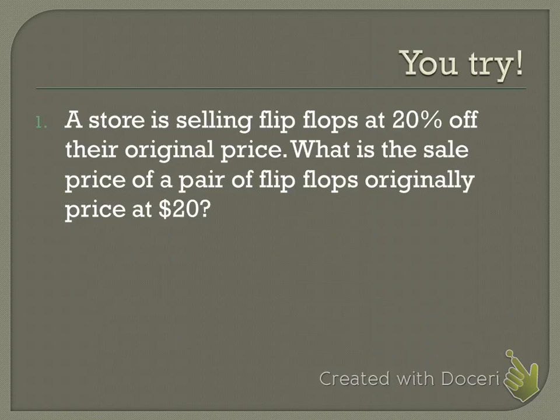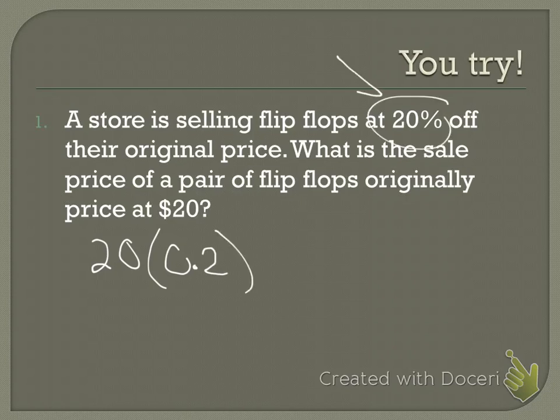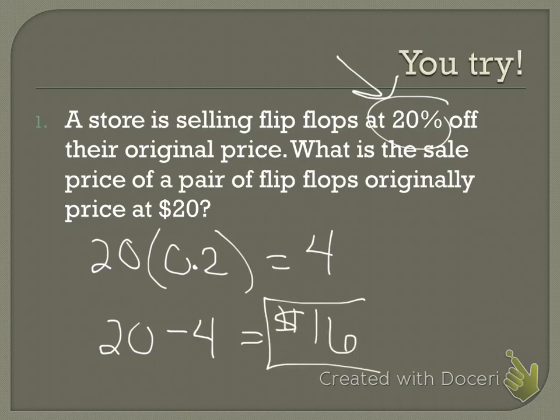Alright, so in order to calculate the sale price, I need to take the original of $20 and multiply that by the decimal version of my percentage. I have 20%, change it to a decimal, I know that's 0.2, and I get $4. But that's not the sale price, that's the discount. It's $4 off, so I need to subtract it from 20. And the sale price is $16. Okay, so y'all did very well on that. Most everybody got it right.